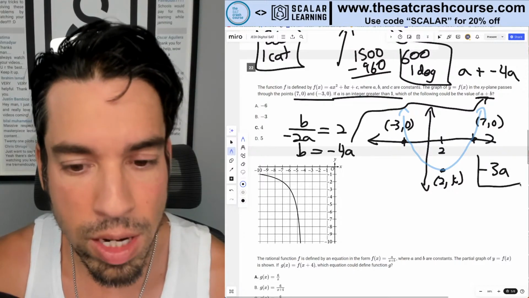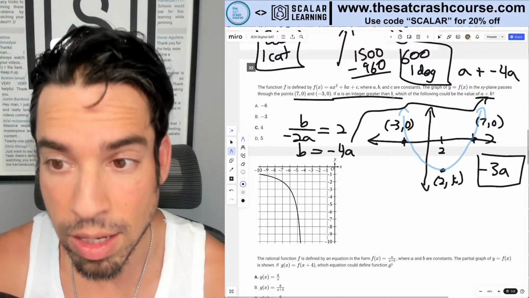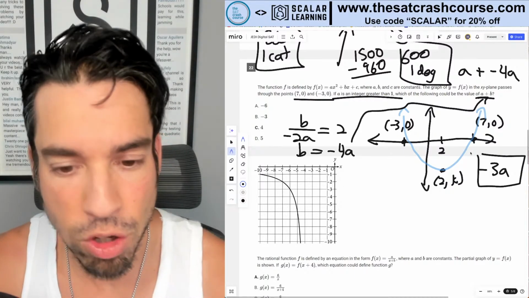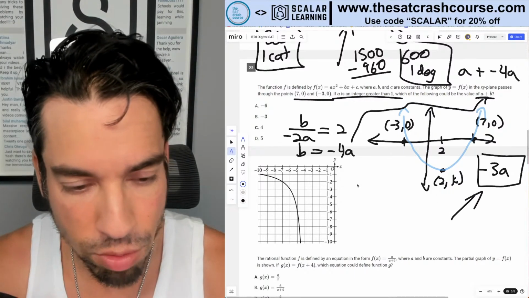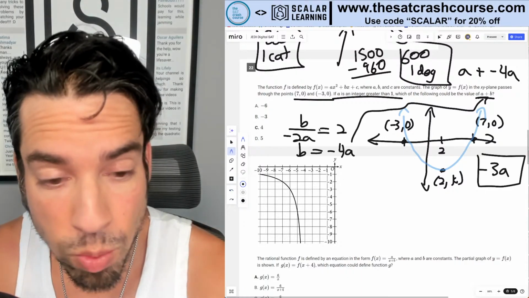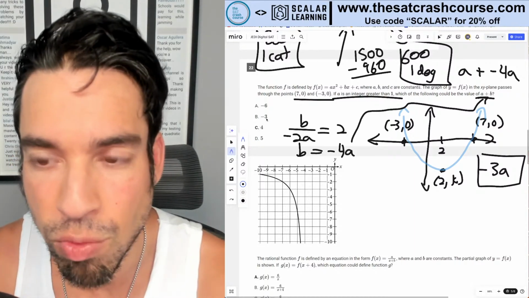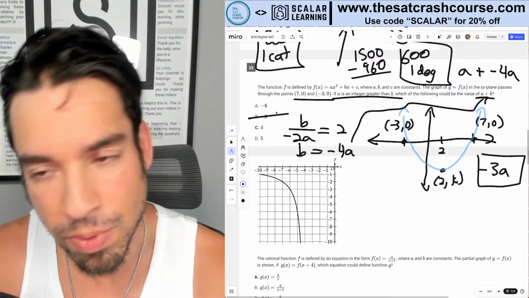Now we have some amazing information, because it says a is greater than 1. Which of the following could be a plus b, aka negative 3a? Well, a is greater than 1. If a was 1, negative 3 times 1 would be negative 3. But it has to be greater than 1, so I know negative 3 is out.